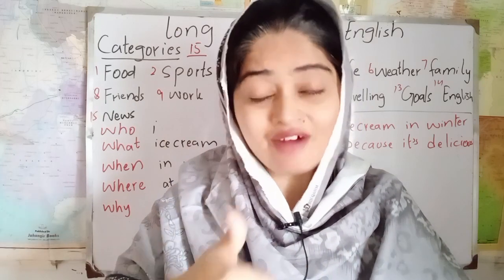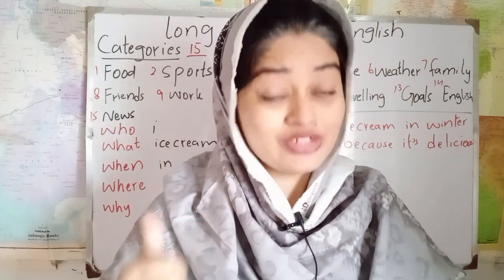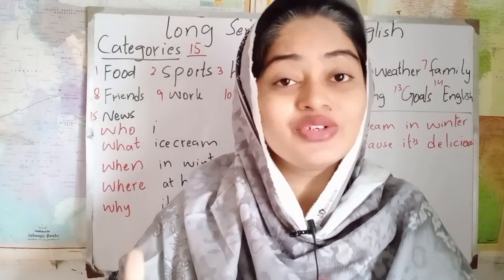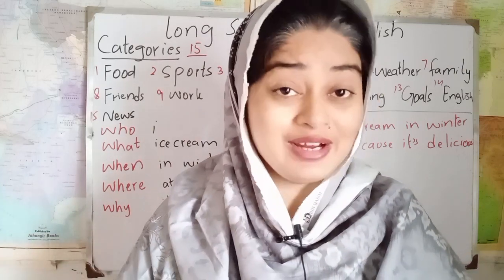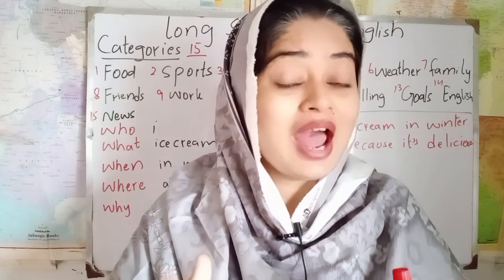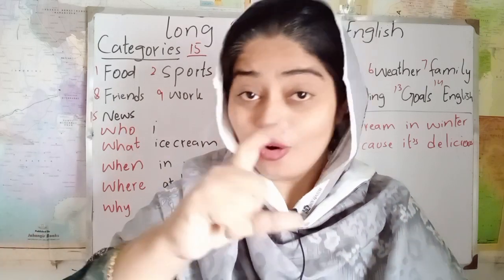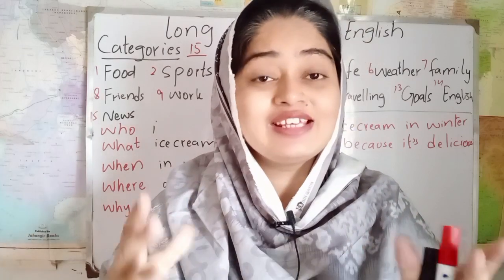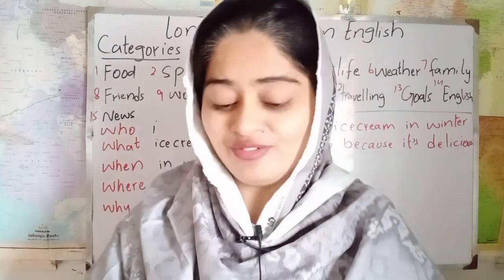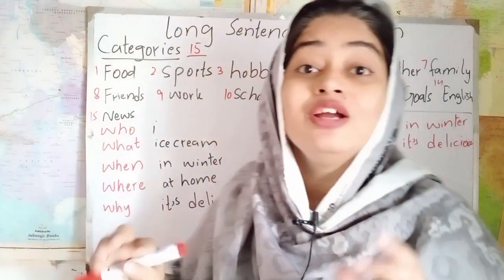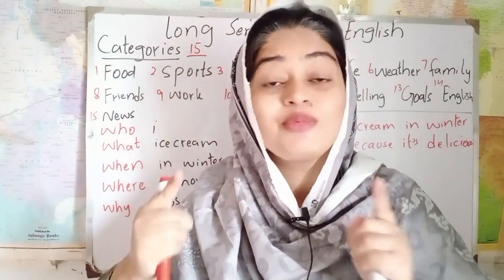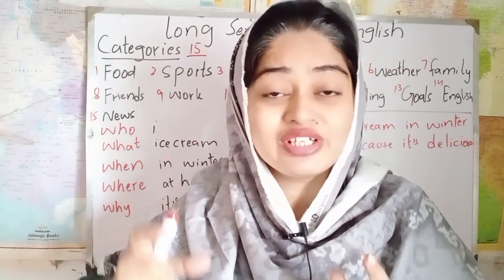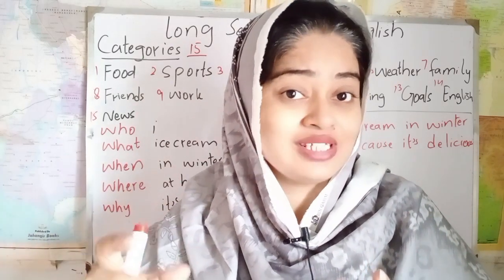First thing you have to do is to grab your study notebook and a pen. Yes, go and fetch your study notebook and a pen. Then you have to categorize 15 categories on page 1. Yes, here is a list of 15 categories. You have to write down the names of 15 categories on the very first page. This is the first requirement of making long sentences.